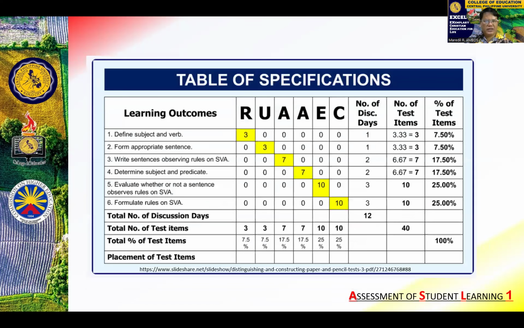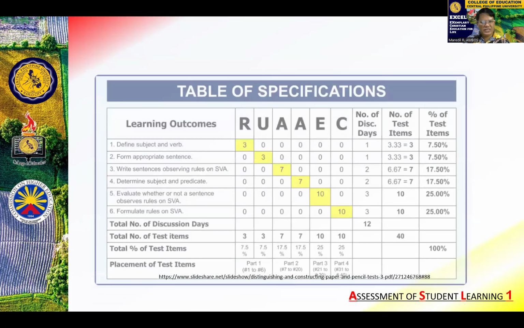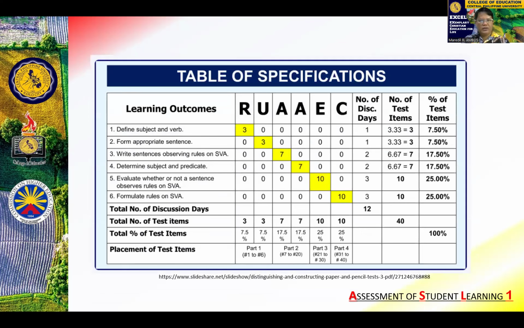Okay. And the next thing that you need to do is to compute for the total percentage of test items. So you can have 7.5, 7.5, 17.5, 17.5, and 25 for evaluating, and the same with creating, which is 25 also. So that's very simple. And the next thing that you do is the placement of the test items. So in the model that you can see, for part one you have number 1 to 6, for part two is 7 to 20, for part three is 21 to 30, and part four is 31 to 40.